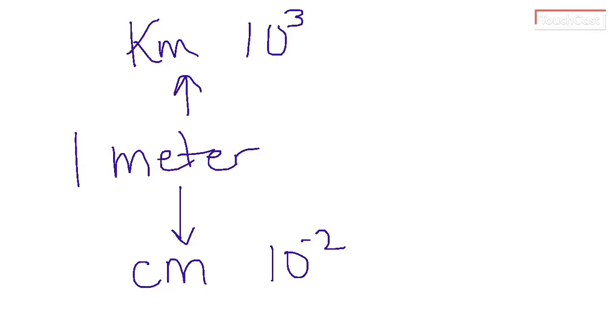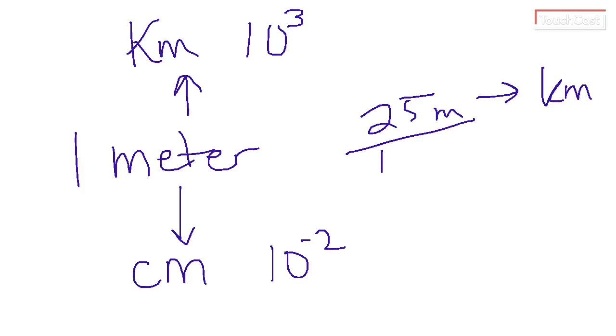And so, for example, let's say I have 25 meters, okay, and I want to convert that into kilometers. How do I do it? Okay, well, you see the 10 to the third, and the key is you definitely want to make sure you do the opposite. And so all you have to do is you have 25 meters and you divide by 10 to the third. Okay, and so 25 divided by 10 to the third, that's the same thing.